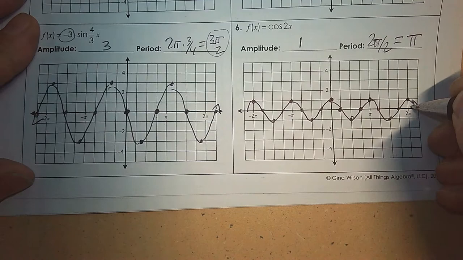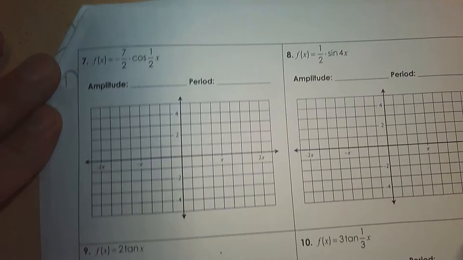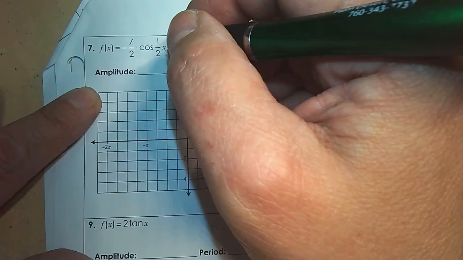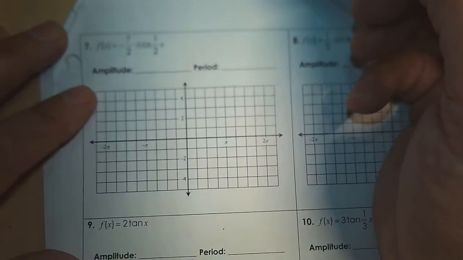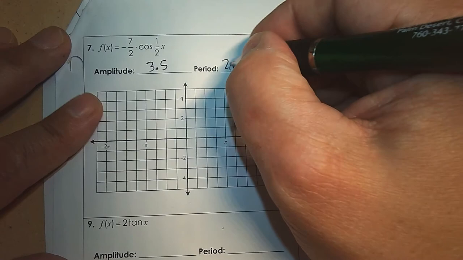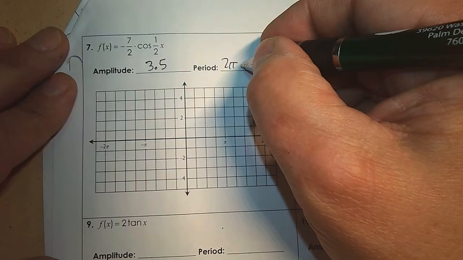All right, turn the page. What's the amplitude? It's a positive answer. I like writing it as a decimal because I think it's easier to understand. So this is positive 3.5, 7 divided by 2. The period would be 2 pi, but how do I undo 1/2? I multiply it times 2, so it's 4 pi.